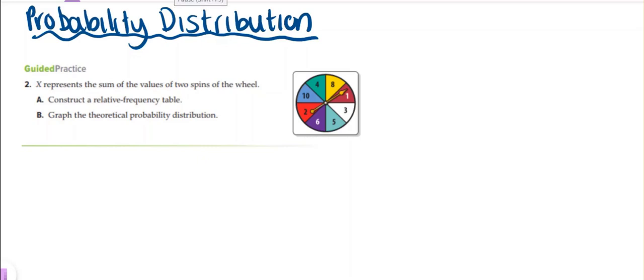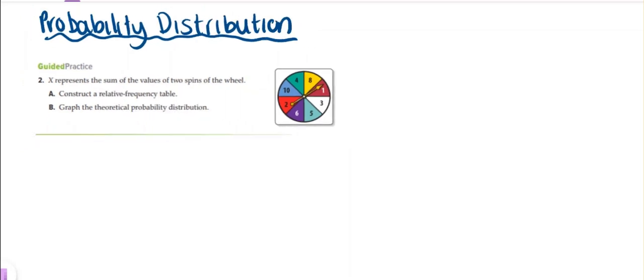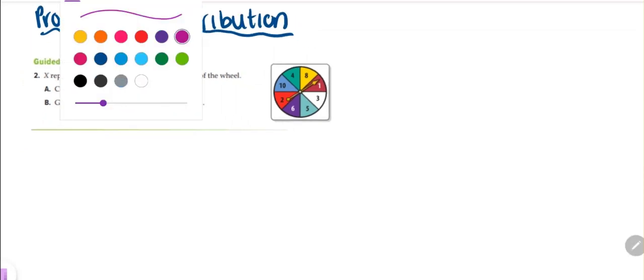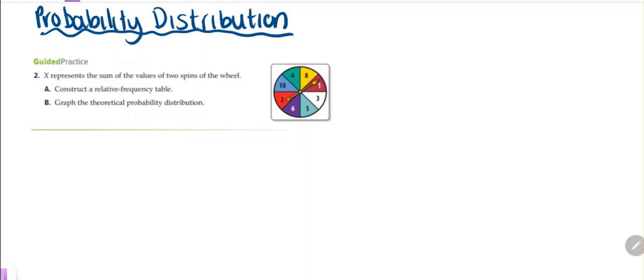So probability distribution, so we have a guided practice question. The random variable x represents the sum of the values of two spins of the wheel. We're asked to A, construct a relative frequency table, and then B, graph the theoretical probability distribution. So we want to create a sample space so we can see the outcomes if we were to spin and find the sum.